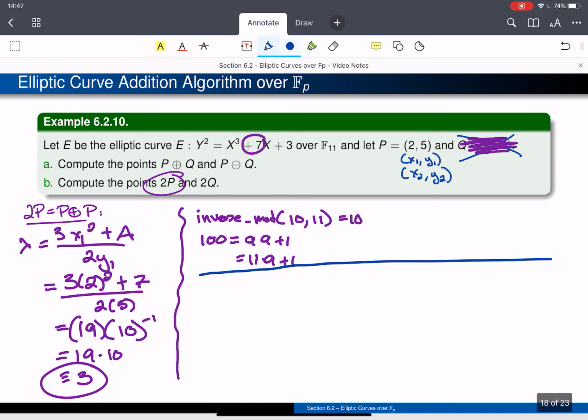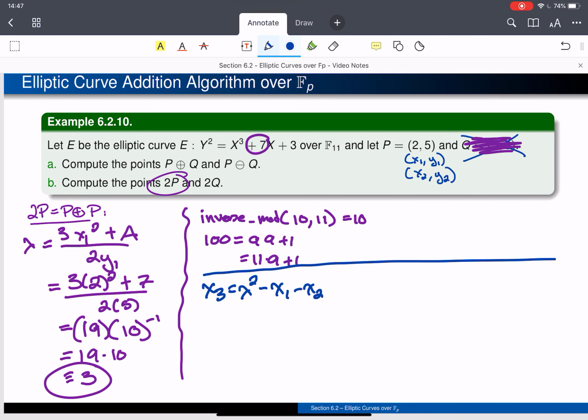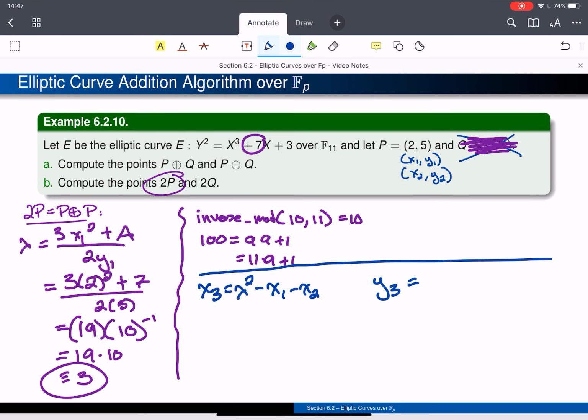So I'm going to have my x3, which is lambda squared minus x1 minus x2. And then I'm going to have my y3, which is based off of x3. So there's a lambda times x1 minus x3, and a negative y1. All right, shoving all that in: 3 squared minus x1, which is a 2, minus x2, which is a 2. And that's going to become what? 9 minus 4, which is just a 5. That's easy enough.